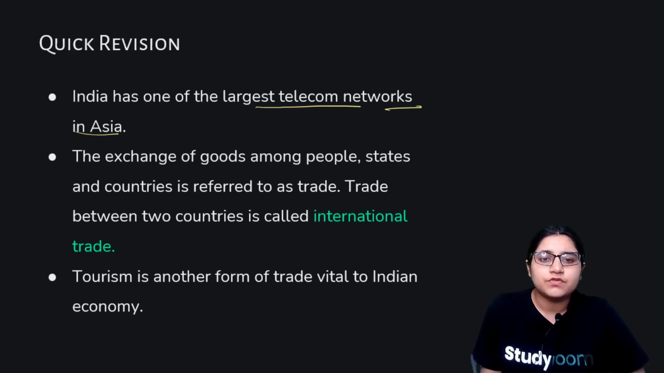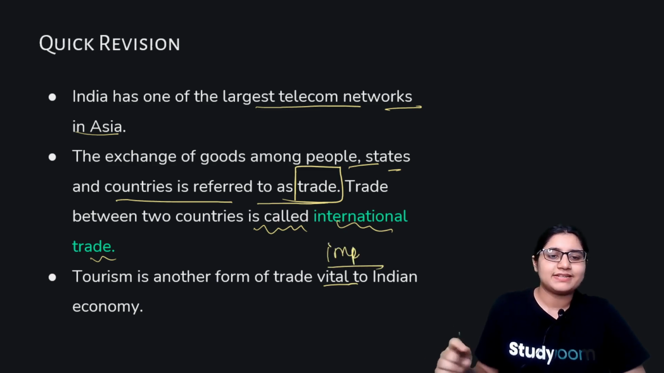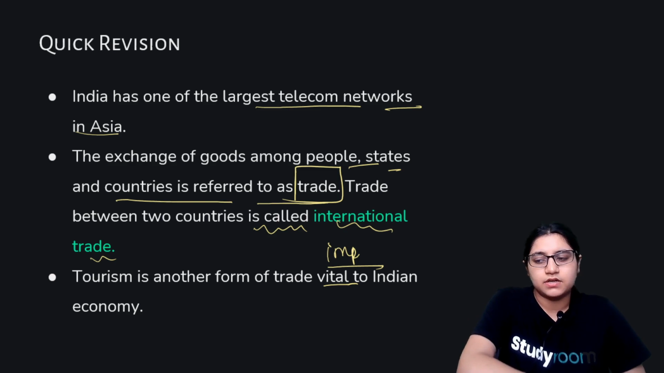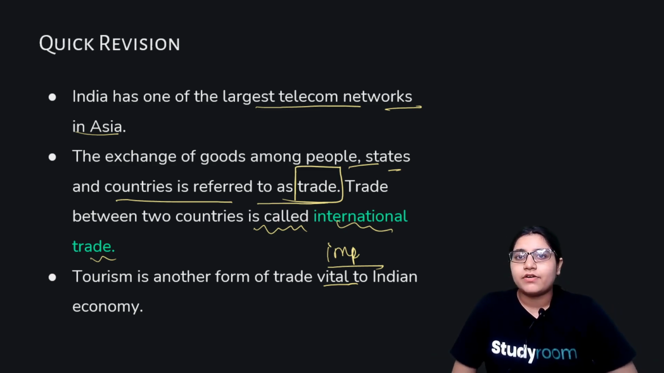The exchange of goods amongst people, states and countries is referred to as trade. We have already discussed that trade between two countries is called international trade. And tourism is another form of trade. Vital means important, important to the Indian economy. It is very significant because tourism provides a lot of employment. So we are done with the chapter and we have revised everything.